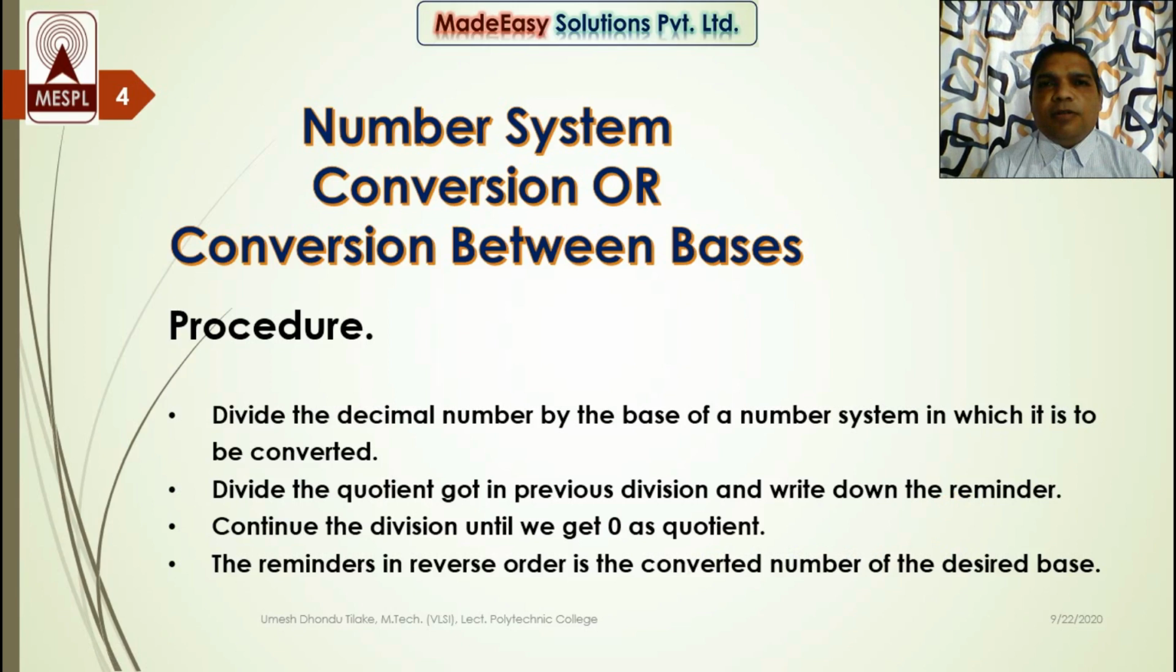That means the number which we want to convert into another base must be divided by the base of the number system in which we need to convert it. For example, if we want to convert a decimal number into binary, then the base of the required number system is 2. So divide the given decimal number by 2. Then continue the division and write down the remainders until we get the quotient 0. So let's move towards our example, that is our practical session.